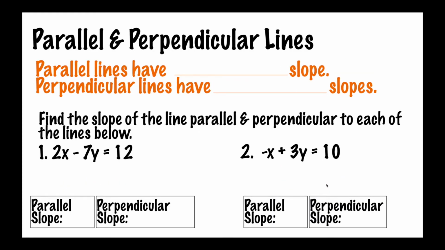Now, when we talk about parallel and perpendicular lines, we want to remember that parallel lines have the same slope, and that perpendicular lines have opposite reciprocal slopes. So we're going to start by identifying the parallel and perpendicular slopes of each of the lines below.